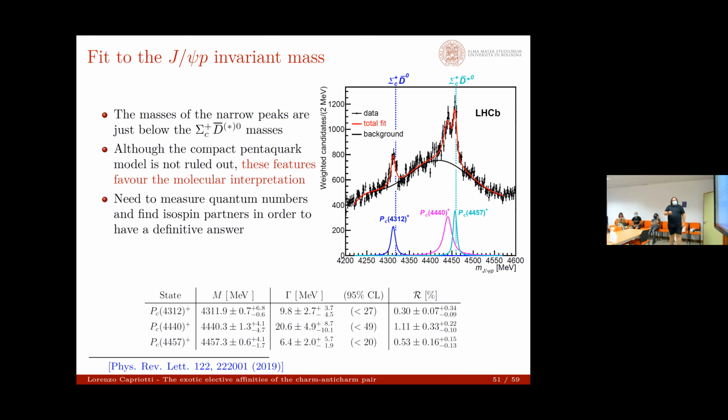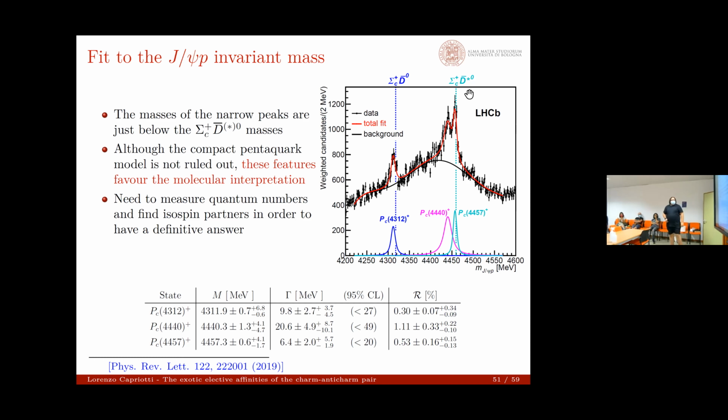So what we have are exactly 3 states. This is a completely new state, and this is the old state, which is now resolved into 2 peaks. And the interesting thing is that they are all just below the mass threshold, in this case for Lambda_c D0, and in this case for Lambda_c D star, which is exactly what you would expect for a molecule.